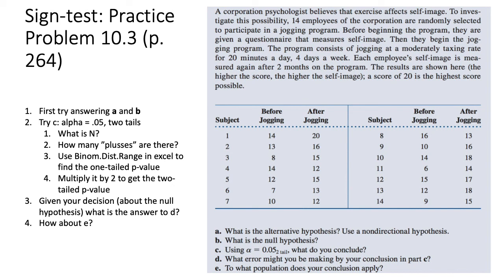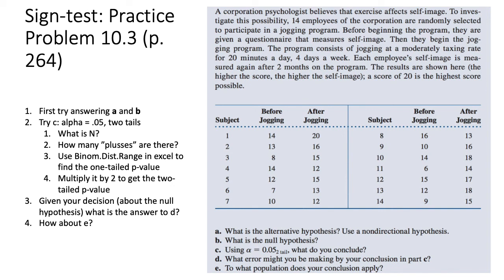A score of 20 means that you've got the highest possible self-image. Okay, so let's look at the data first, and then I want you to try to solve this problem. So pause the video and see if you can work your way through A, B, C, and D. But before you do that, let's just make a note.